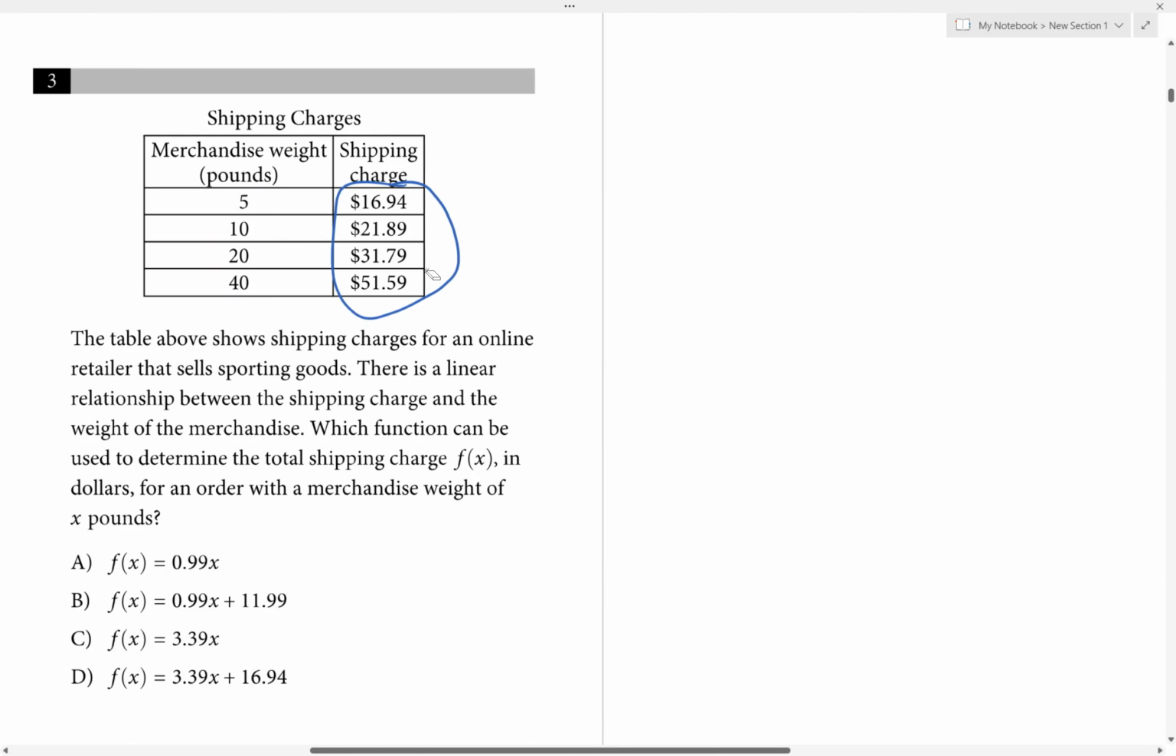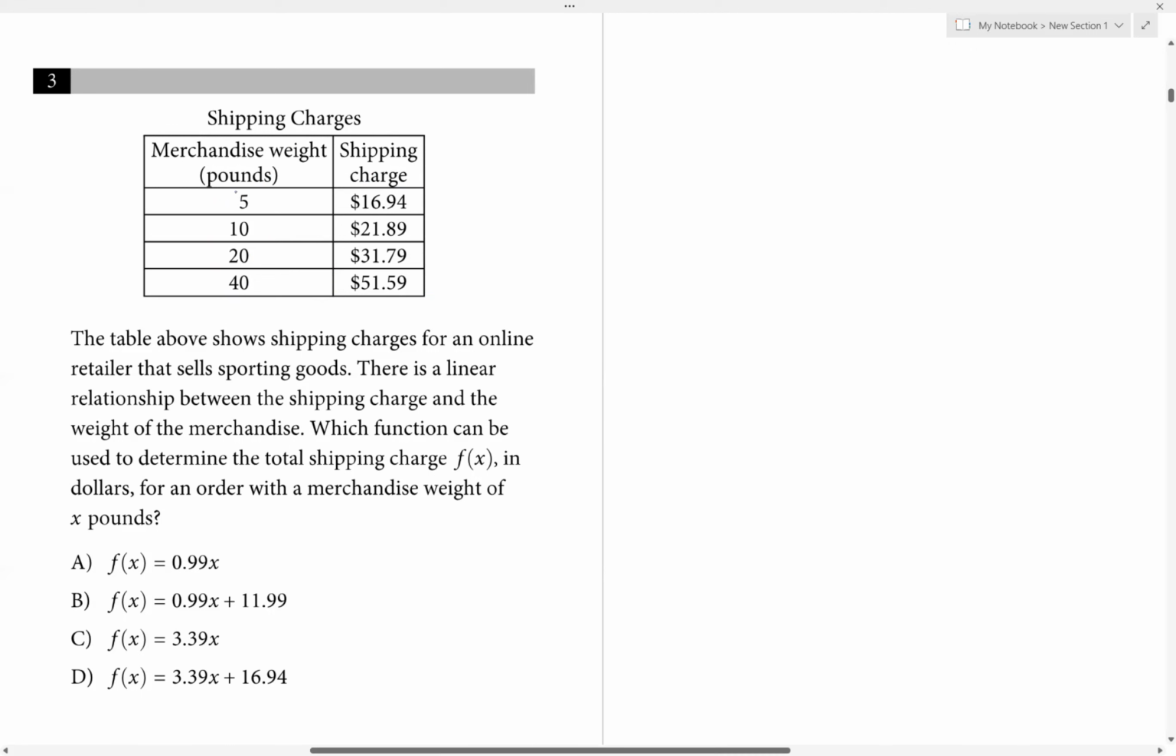So what we can do for this question, instead of trying to write the equation from the table, that will be a little bit challenging because I have to solve for the slope and y-intercept, things like that, is we can just go ahead and plug in the numbers. Use the answer choices and go through them and try to eliminate wrong answers.